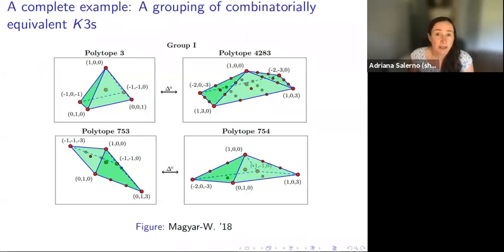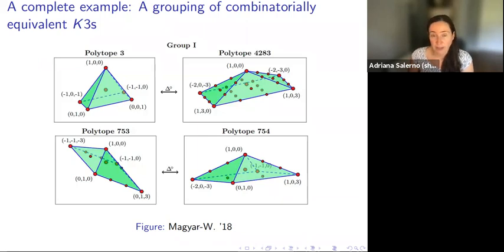This is also based on some work that Ursula did with an undergraduate student of hers when she was at the University of Wisconsin at Eau Claire. This was Chris Magyar, and these are images that they came up with. What we're going to look at is a grouping of what we call combinatorially equivalent K3 surfaces.